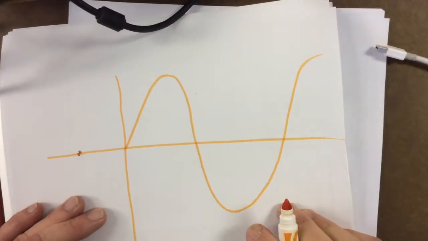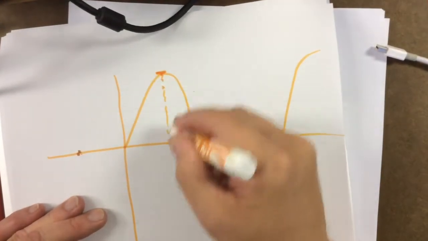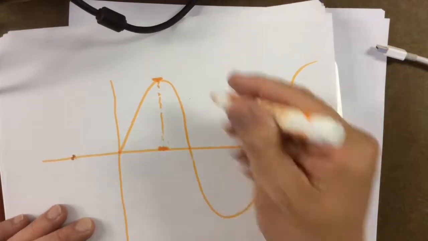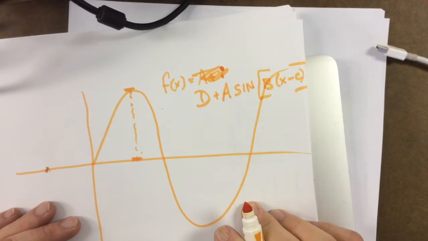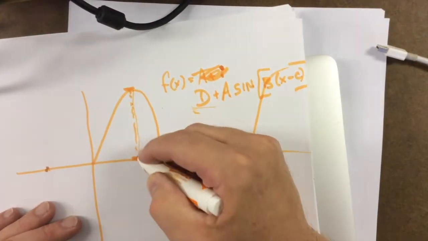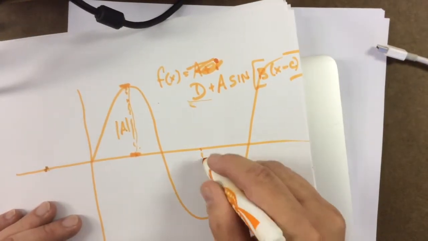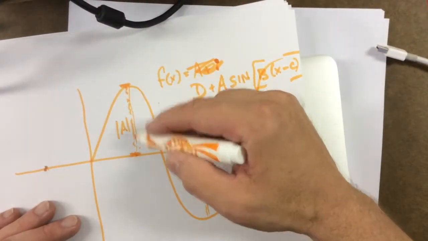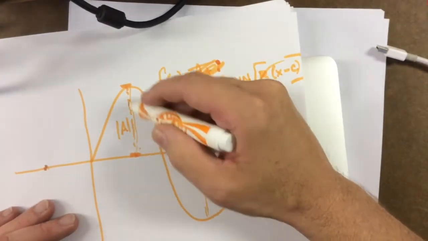Okay. So this number right here, this distance from here to here, what is that going to be? And what number, if I give you that as the equation, which of these numbers is going to be represented here? Right, the absolute value of A. That's going to be the amplitude. If this is 1, then the parent function has an amplitude of 1. If I multiply this by 7, then that's going to stretch this to 7.